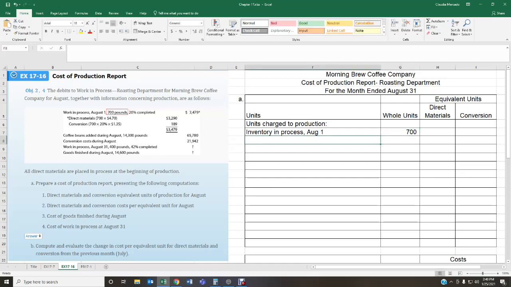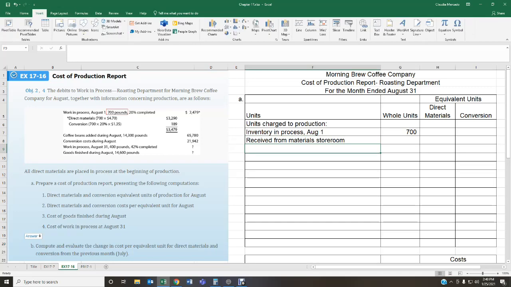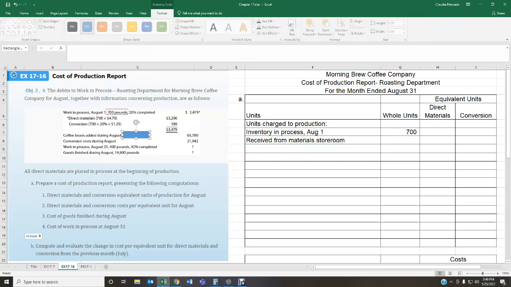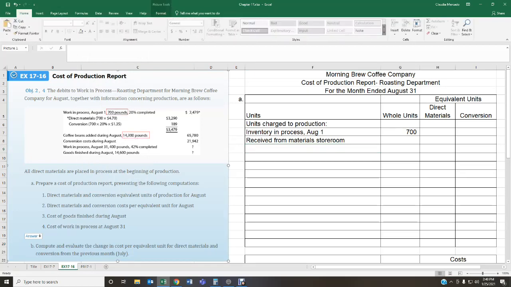Okay. Then we have what we received from the materials storeroom. Okay. So it says here coffee beans added during August. We added 14,300 pounds of coffee beans from the storeroom. Okay, I'm going to be marking them, that way you know where I'm getting this information. I'm not making it up. It's all provided in the problem. So we added 14,300 pounds this month.